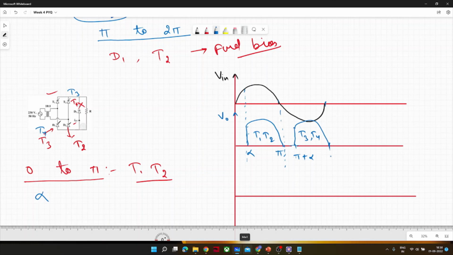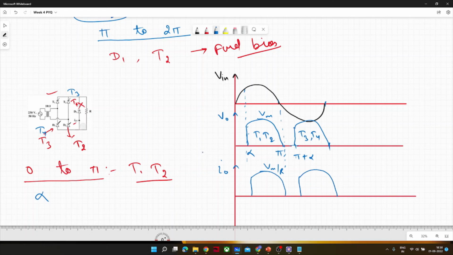It will be repetitive after every pi. It is a two pulse converter. Current would also be in a similar fashion because I naught is equal to V naught by R. If it is some Vm, it is Vm by R. That would be I naught. This would be the waveform.